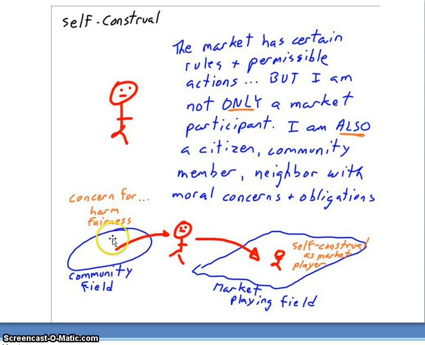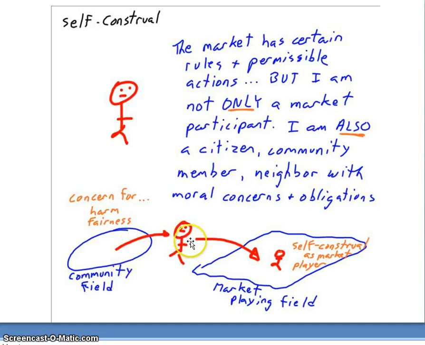Here we have, people, we are situated in our communities. We are neighbors, we're community members, we're citizens, we've got family members, we've got friends, and we have all kinds of moral obligations and concerns. We don't want to be harming people. We want to be fair to people. And so we are concerned about our moral standing in the community.